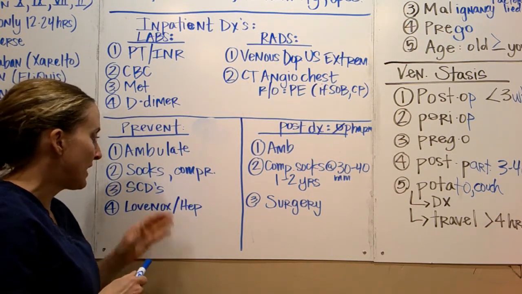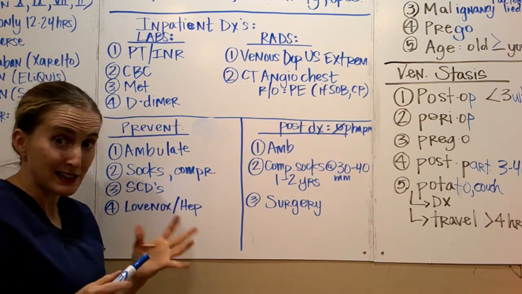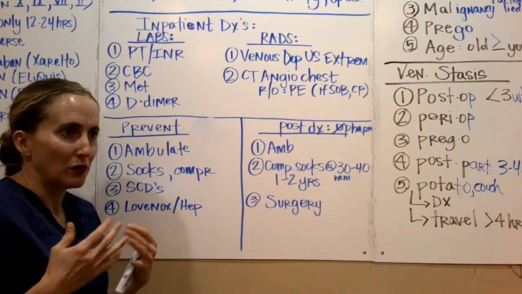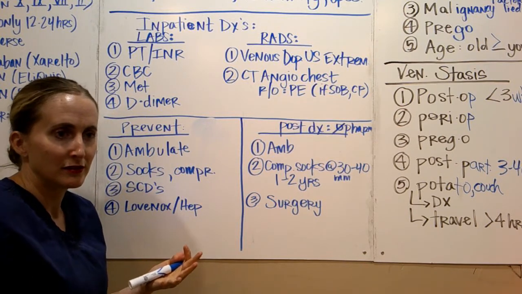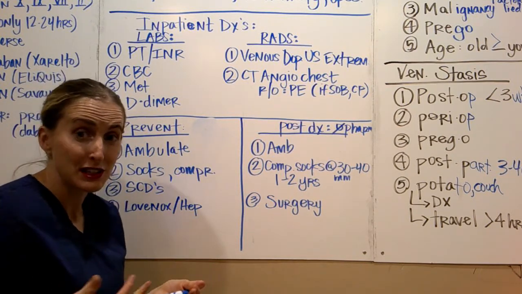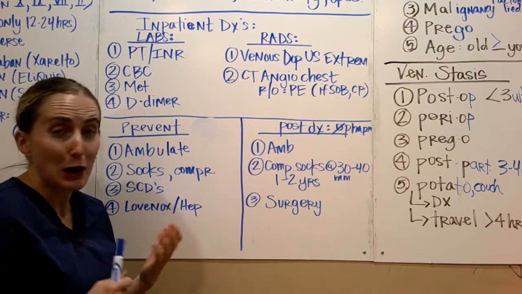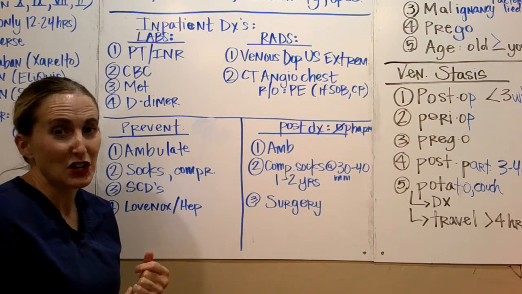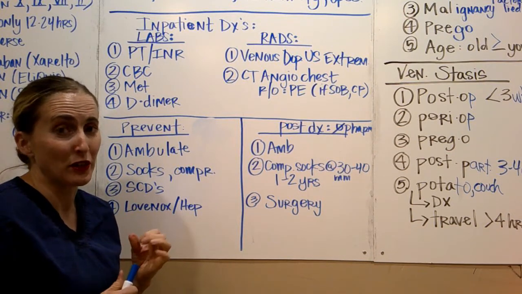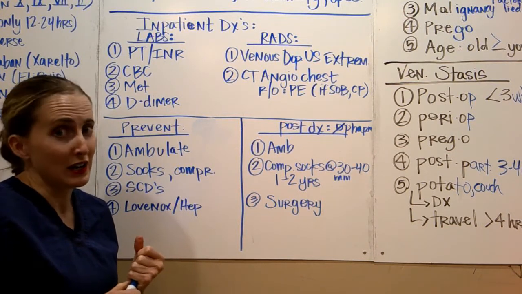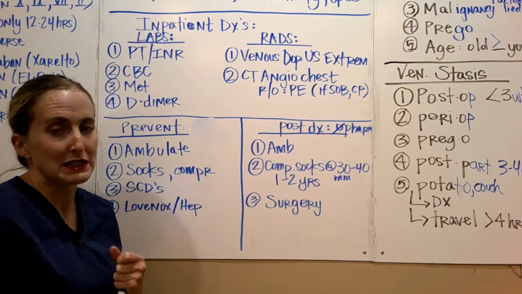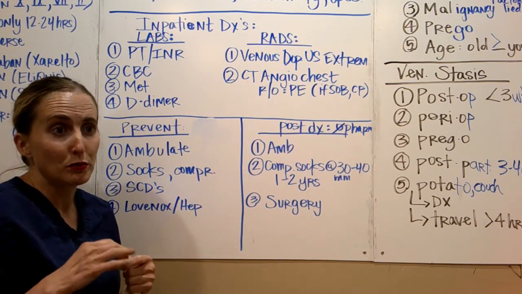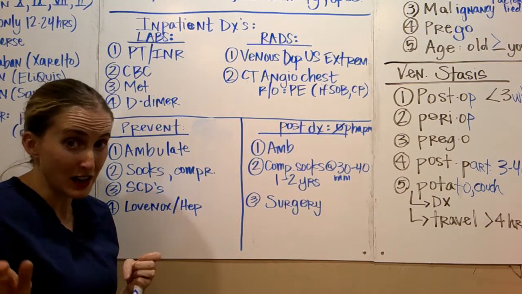And now, a little side note on SCDs. If you come upon your patient anytime during your shift, and you notice that their symptoms and objective findings are highly suspicious of a DVT in one of those limbs, you do not want to put those SCDs on that affected limb. Okay, make sure that you keep it on the one that is not affected.